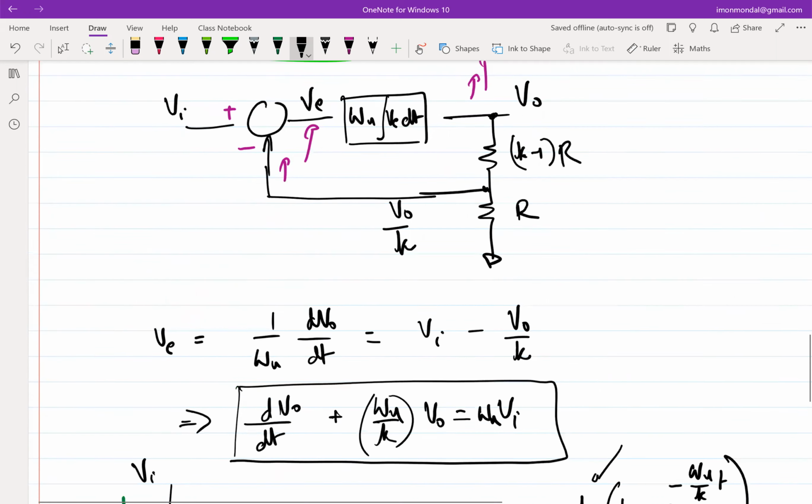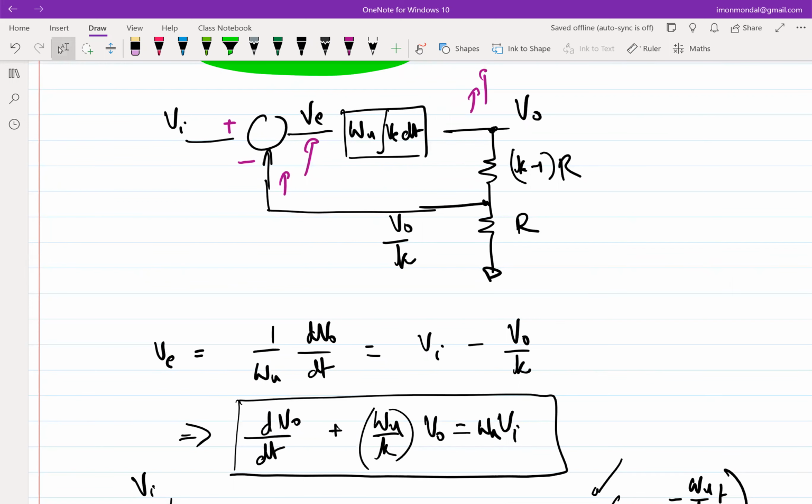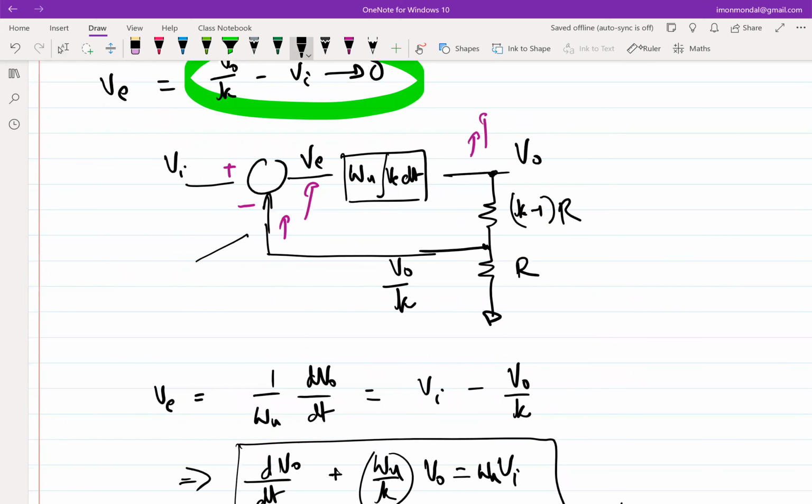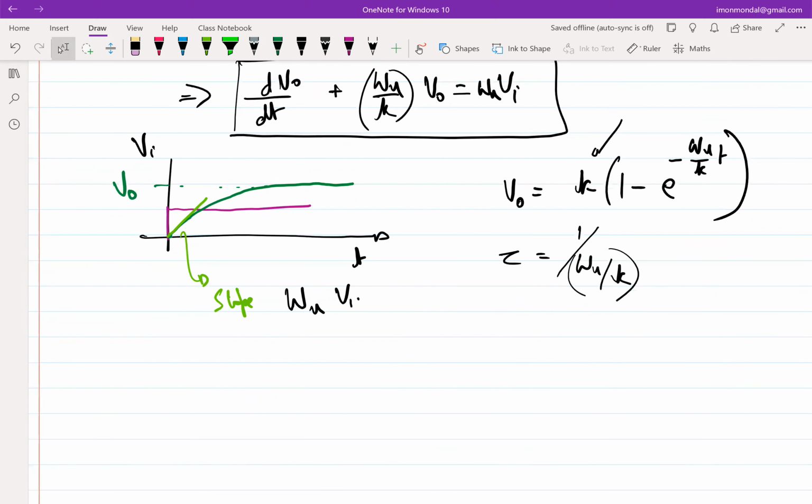Why? It should make sense because when you are starting off, your input is, sorry, it should not be VE, it should be VI. When you are starting off, whatever is fed back is 0. So the initial error voltage is the input itself, which means your integrator is driving at the rate of omega u times the input, right? So this again tells you that if you want faster and faster settling, you would want omega u to be as high as possible.